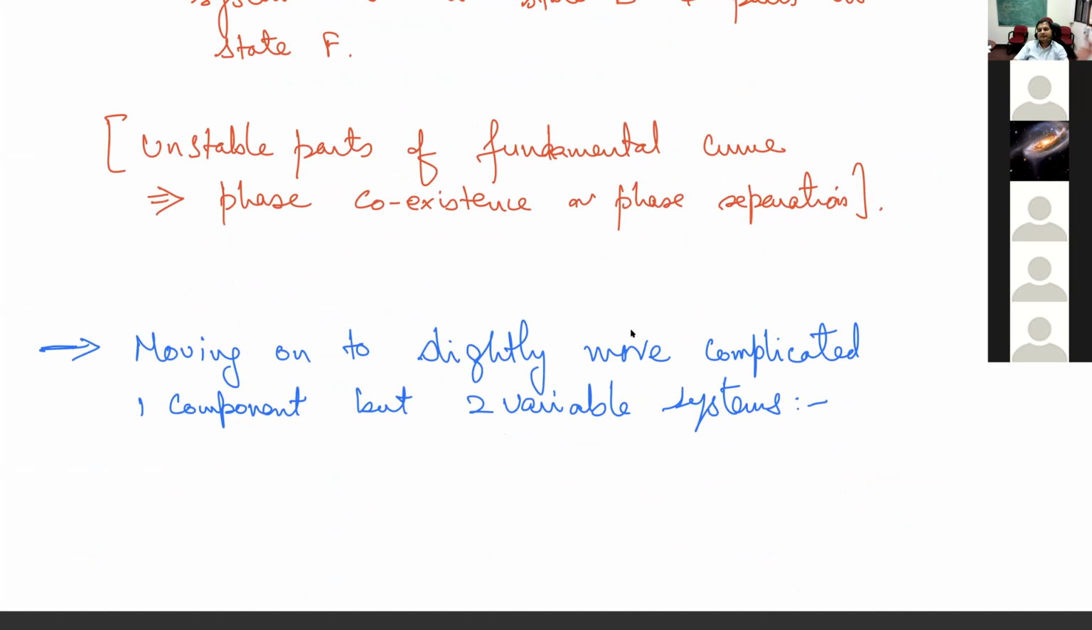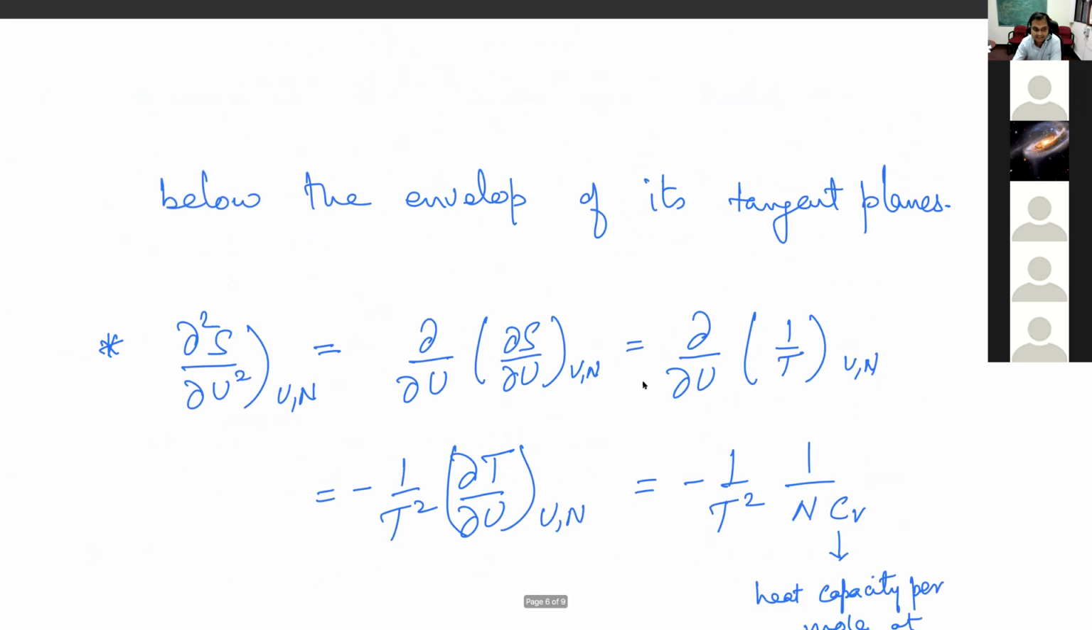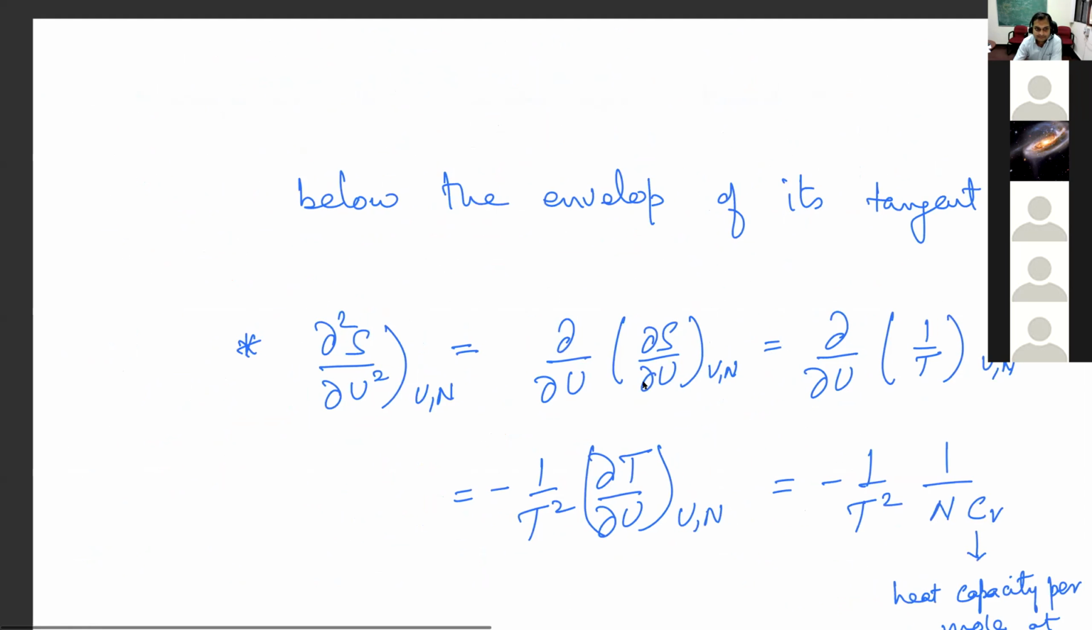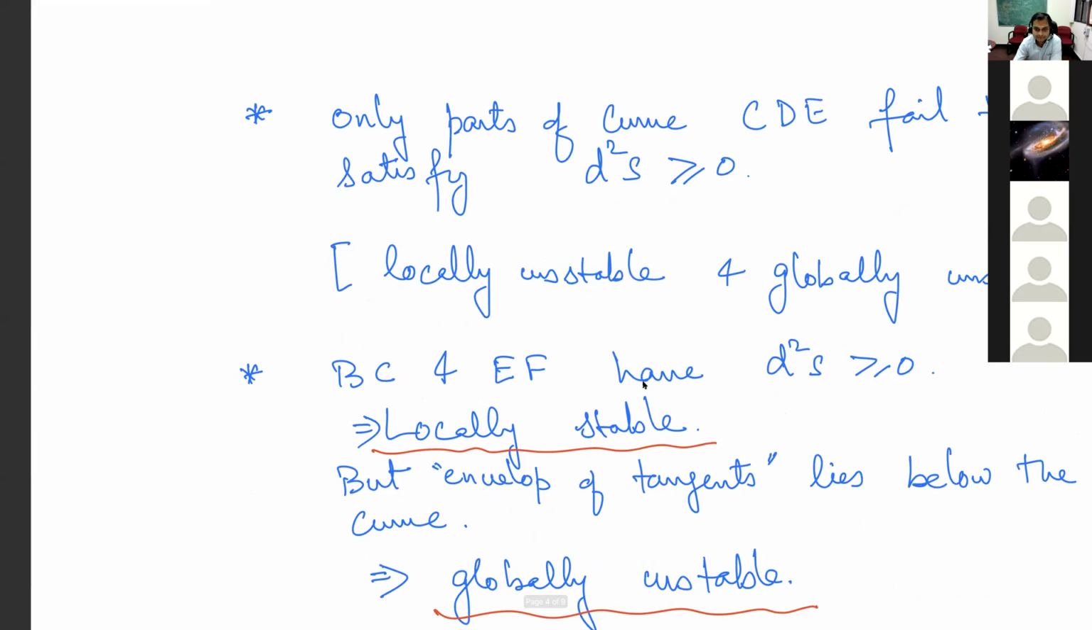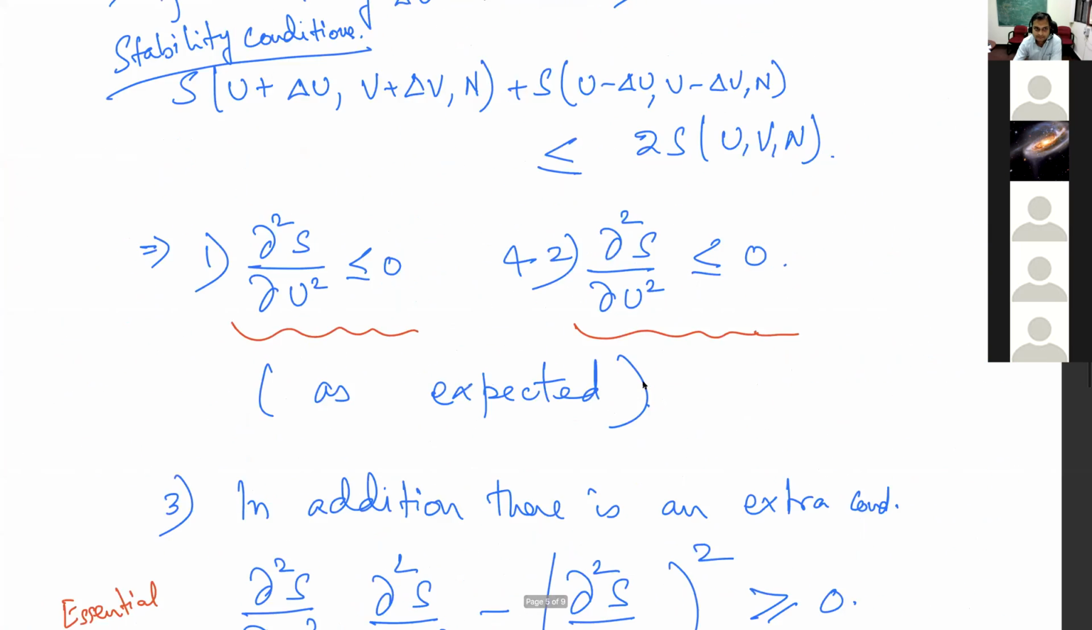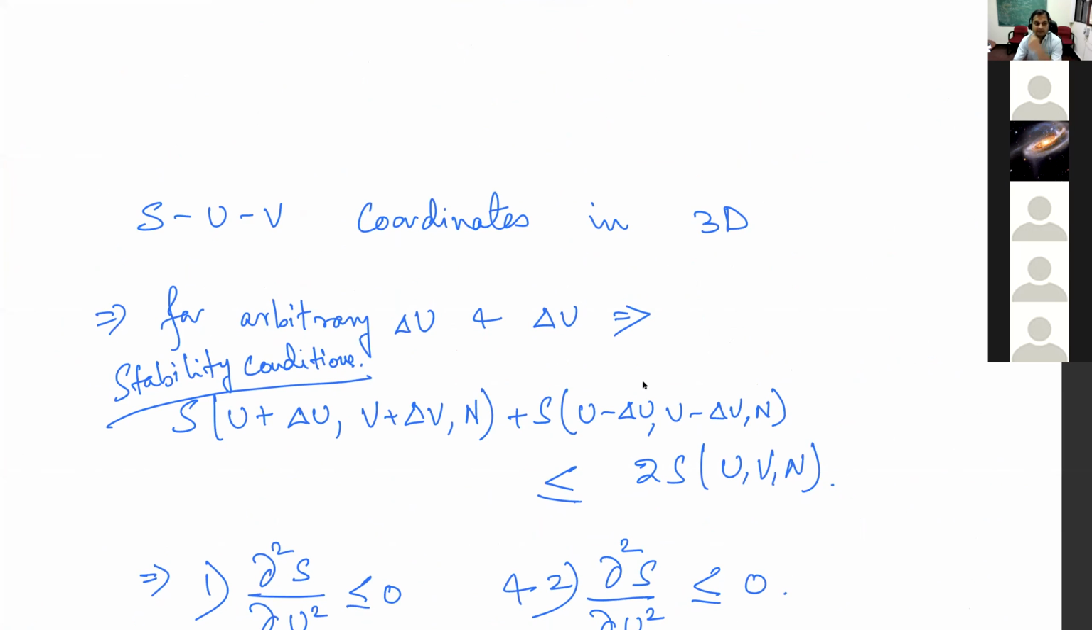So let's say I go to a slightly more complicated, two variable system. There's one more nuance here in addition to whatever we just discussed. Again, I'll have similar kinds of expectations. Now instead of 2D, I have to think in terms of a 3D system, no? So S, U, and V will form coordinates in the 3D system.